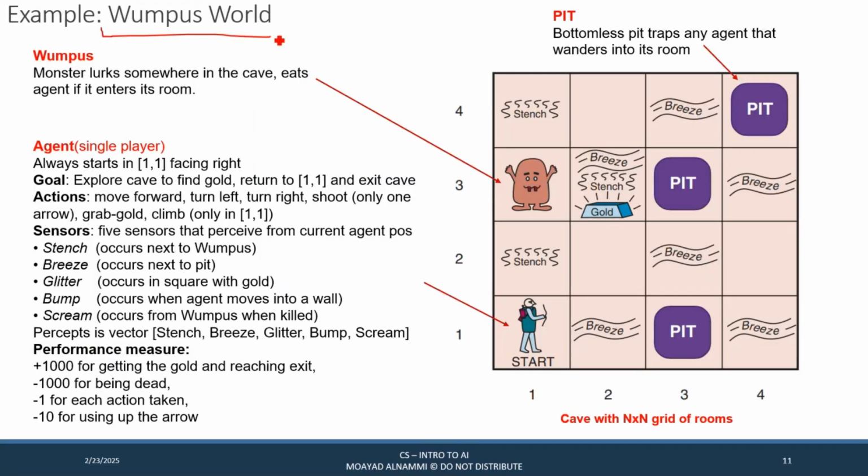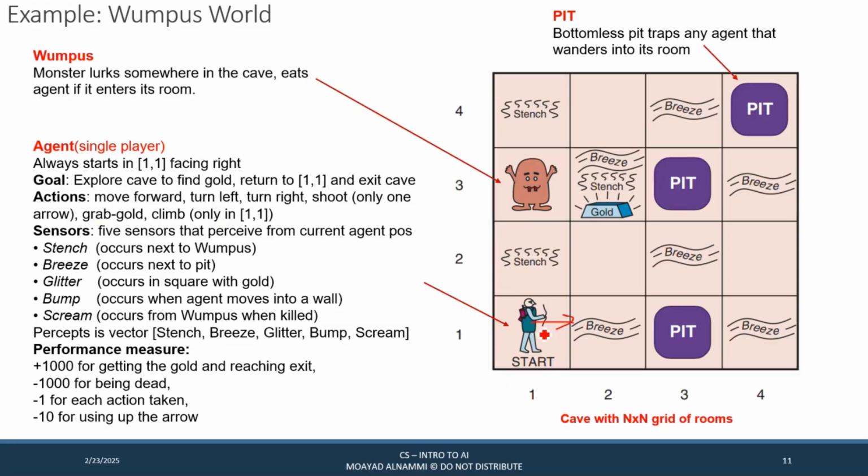So we'll work with this toy problem. This is called the Wumpus world. Some of you have seen this before, but in the Wumpus world, it is just an n by n grid environment, right? And in this grid, you can have a couple of things. So you have your agent. The agent always starts in 1-1. Of course, you can make him start in different places. The agent can move forward. He can turn left. He can turn right. He can shoot. He only has one arrow. He can grab the gold, and he can climb, which is only applicable in the starting location.